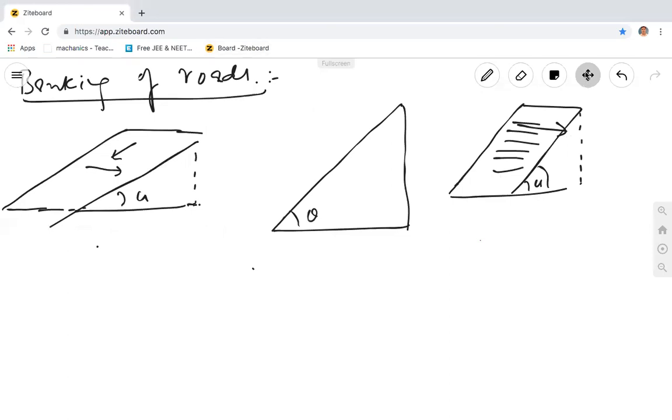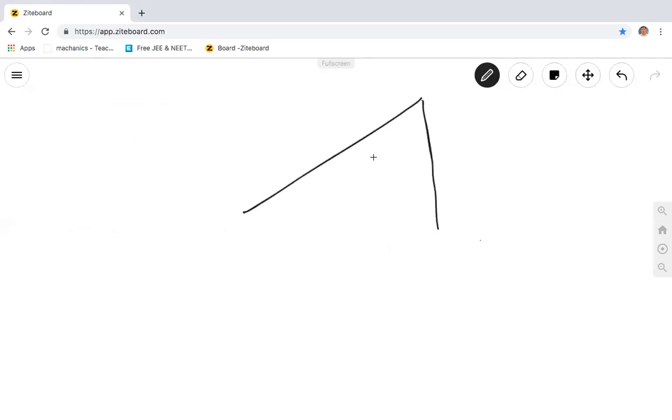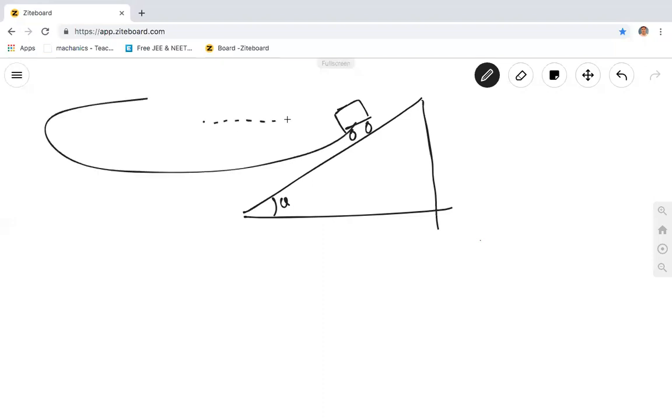Now the question is, why should there be banking, and how much should be the banking angle? That's what we have to do. Have a look. See here. Here is the vehicle. Maybe it's a car, maybe it is a truck, any vehicle. It moves in a circular path like this. It is not moving down the incline. It is moving on the incline, out of the board, and it moves in a circle like this with a radius r.